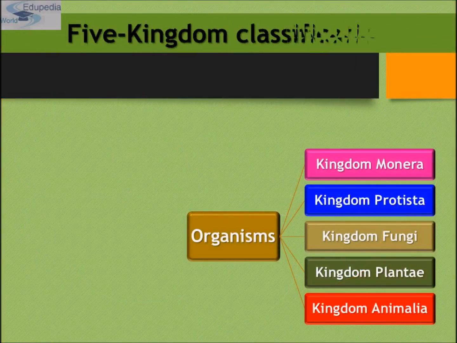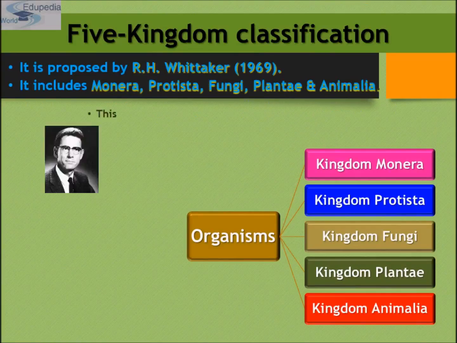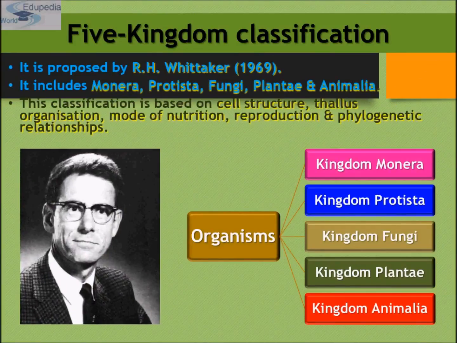Now the 5 kingdom classification we will study in detail. It was proposed by R.H. Whittaker in 1969. It includes monerans, protistans, fungi, plants and animalia. This classification is based on cell structure, thallus organization, mode of nutrition, reproduction and phylogenetic relationships. So these are the 5 kingdoms: monerans, protistans, fungi, plantae and animalia.